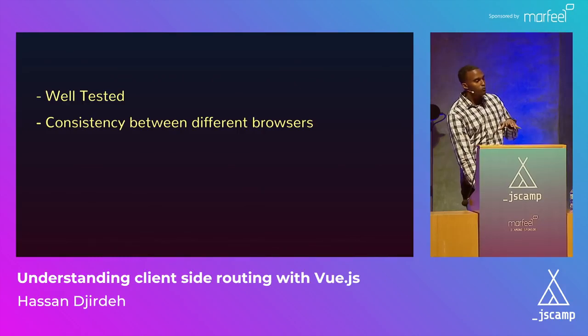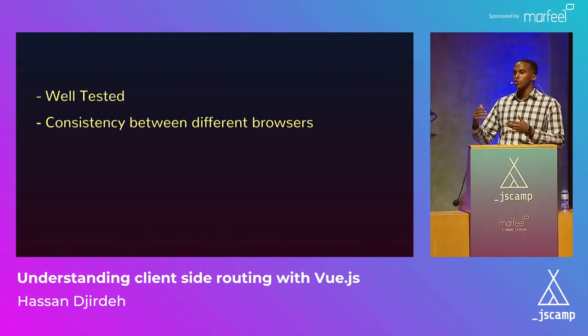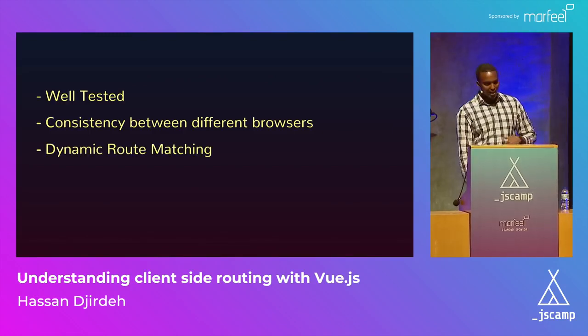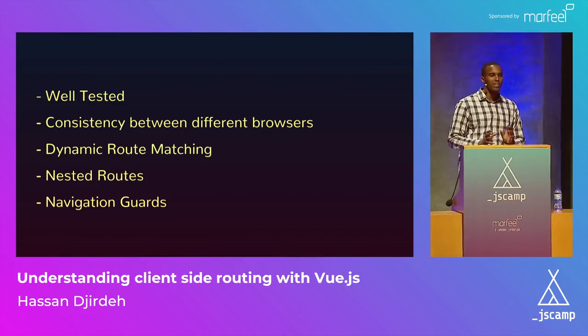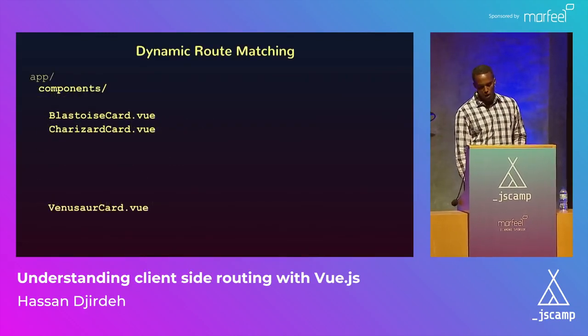In addition, even though Vue Router was very simple, it allows us to scale things up as our application starts to grow. It does so by allowing some really fine navigation control, things like dynamic route matching, nested routes, and navigation guards. I consider these things really useful, so I'm going to spend a little bit of time talking about what they are. The first thing we'll talk about is dynamic route matching.